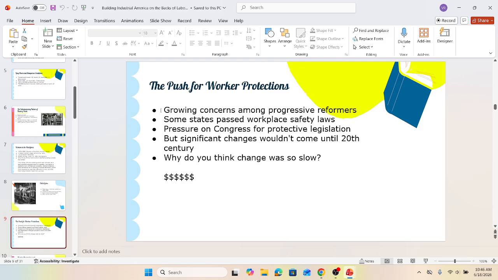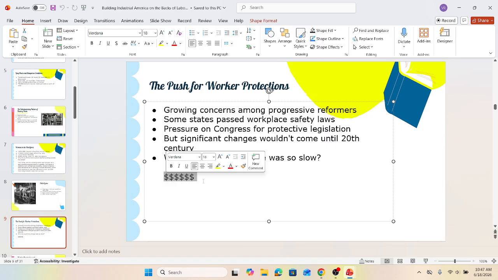So as the conditions grew worse, concerns among reformers grew as well for worker protections in a variety of ways. Okay, and this change took a long time to come. Some states passed basic work safety laws. There was pressure put on Congress at the national level for protective legislation, but significant changes didn't come for decades, until later in the 1900s and the 20th century, largely due to money.